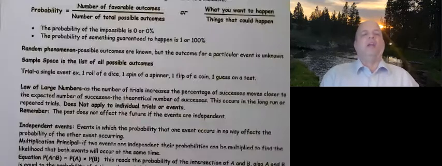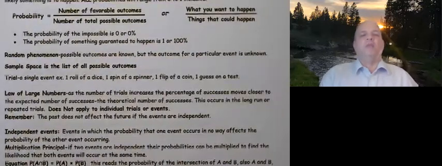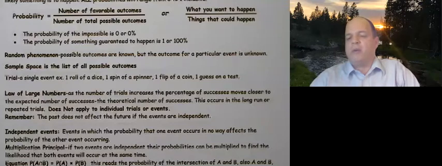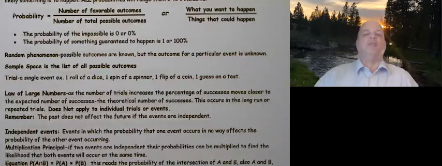Random phenomena is when possible outcomes are known, but the outcome for a particular event is unknown. So it's not just things that randomly happen. When we talk about random phenomenon, we talk about something like flipping a coin. We know that a heads or tail is possible, but every time we flip the coin, we have no idea what's coming up. So that's the randomness we're talking about.